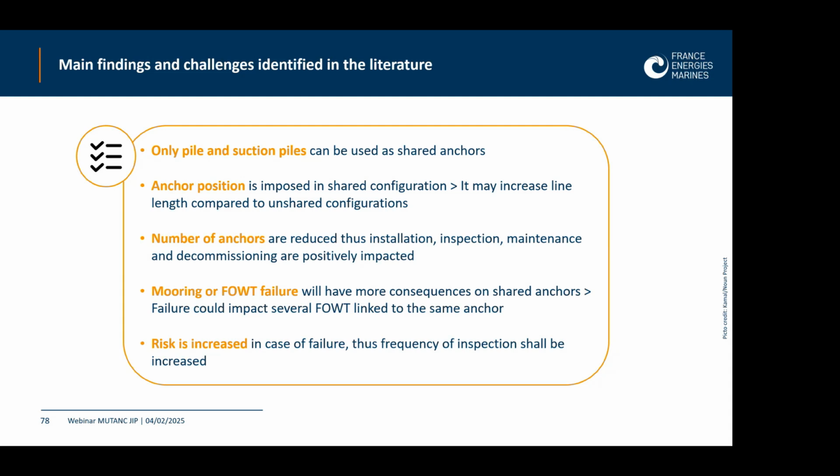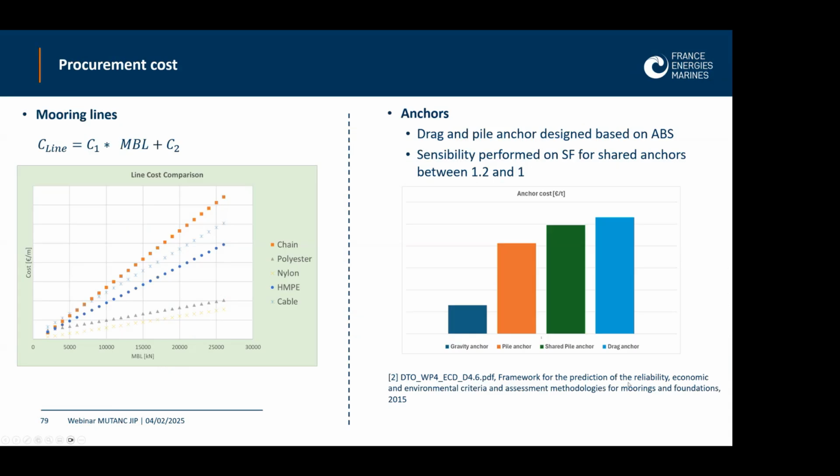However, for a mooring line failure of a floating offshore wind turbine, it will have more consequences on a shared anchor, as the failure could impact several floating offshore wind turbines linked to the same anchor. And the risk is increased in case of failure, thus the frequency of inspection should be increased. So some of these assumptions were considered in the cost analysis.